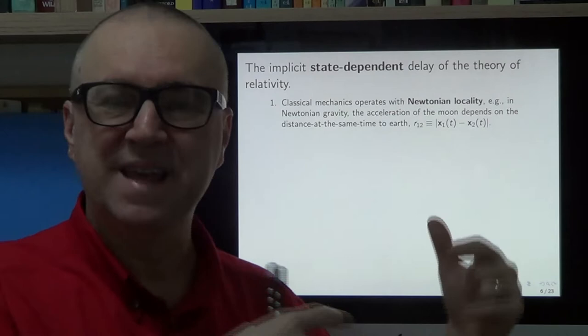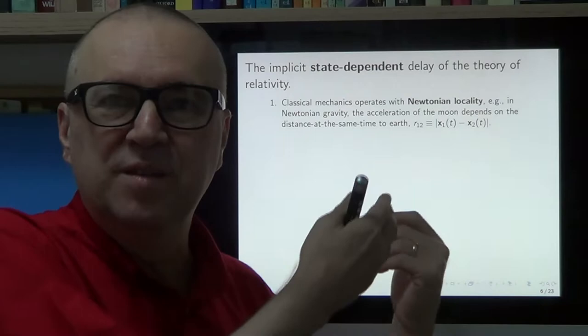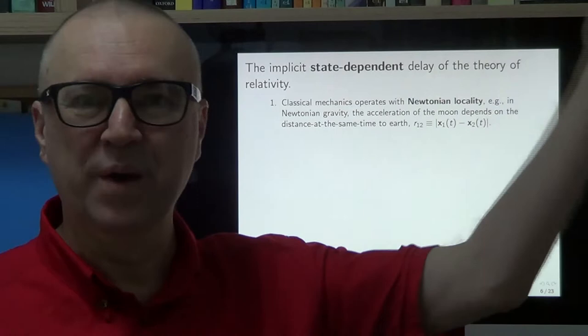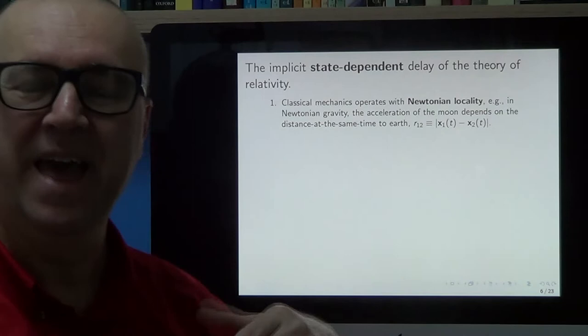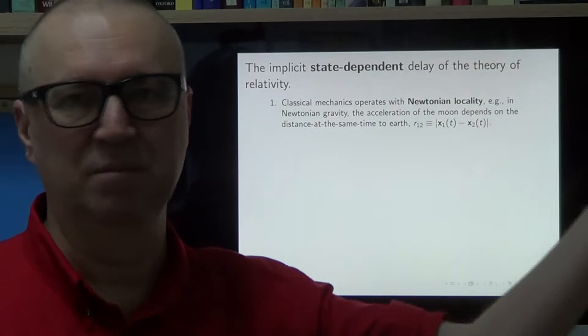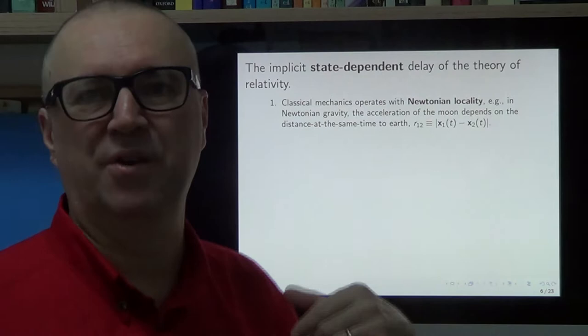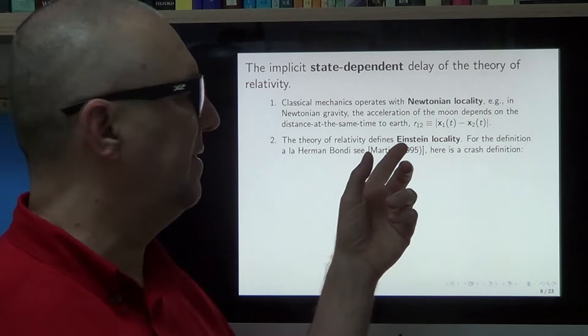Because the speed of light is finite, if you are going to do this, measuring it from Earth, you must send light to the moon and then wait for the light to be reflected and come back using radar. And of course, when the light is going in, the moon is moving, and when the light is coming back, the moon is moving. So when it comes back, you have a completely different value for x2. And for this, the theory of relativity defines Einstein's locality.